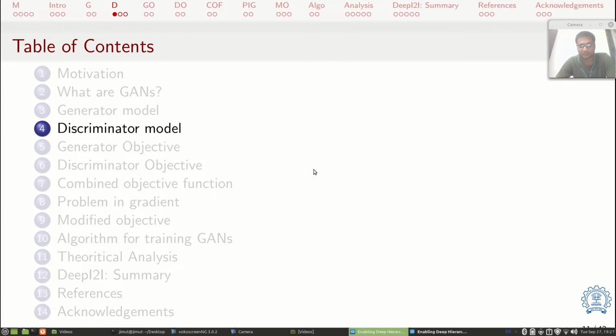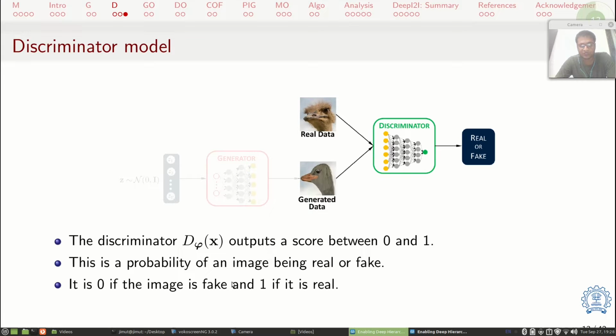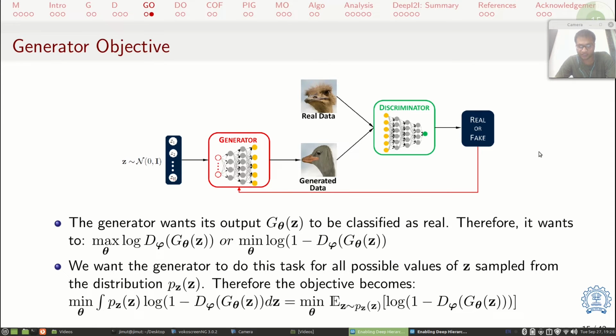Now let's talk about the discriminator model. D phi of X is the discriminator, where X is the input to the discriminator and phi are the parameters. This is the discriminator part. The input can come from the real data, or the generated data, and D phi is also a neural network. The discriminator outputs a score between 0 and 1. This is the probability of an image being real or fake, which means if it outputs 0, then it is fake, and if it outputs 1, then it is real. Now let's talk about the generator objective.